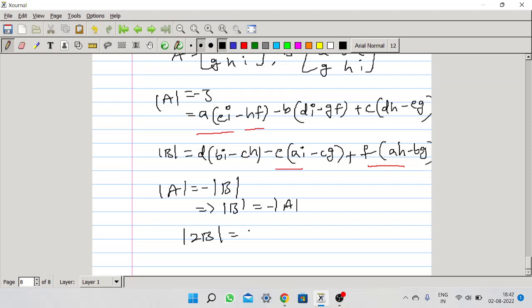Since here B is of order 3 cross 3, we have one formula. Let me write that aside. Determinant of K times A, where K is some scalar, is nothing but K power n times determinant of A. Here n is the order of the matrix A. Similarly, here we have 2 times B, so the determinant of this matrix is 2 cube times determinant of B, so we get 8 times determinant of B.